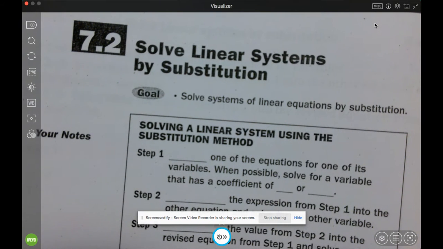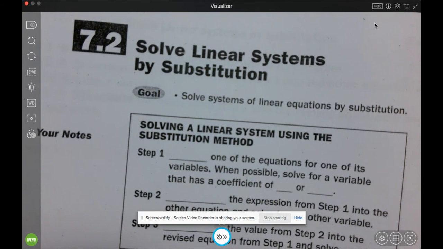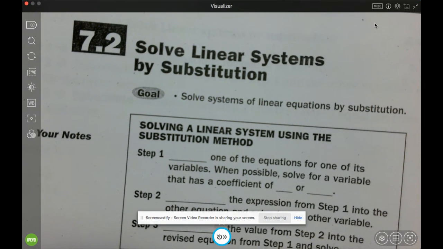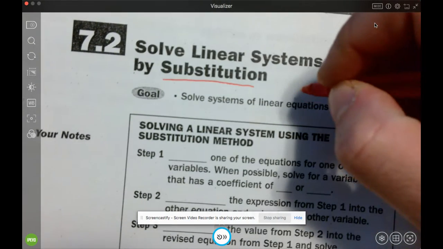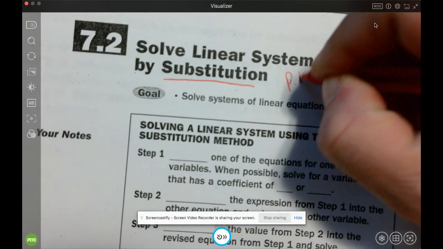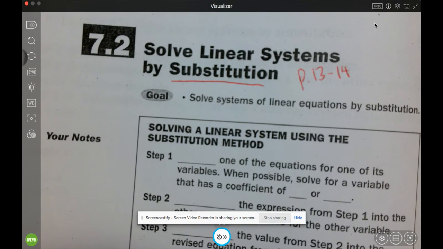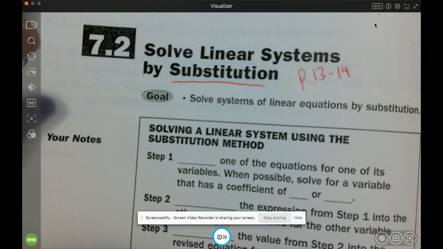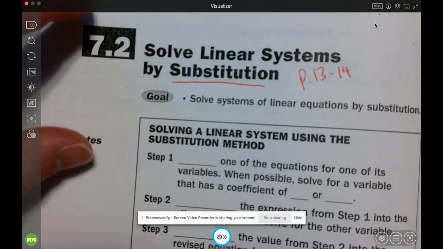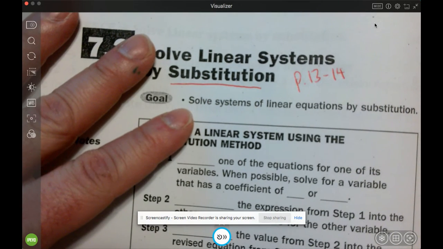All right, so this is the video reference for 7.2, solving linear systems by substitution. This is page 13 and 14. I'm going to try something very brave here. I'm going to do this in pen at 9:30 at night on Wednesday and hope not to make any mistakes, or not too many mistakes, let's say.